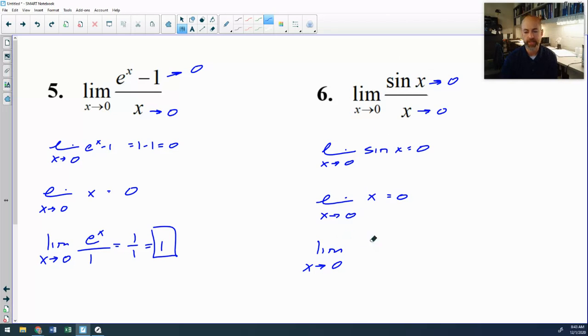The derivative of sine x is cosine x. The derivative of x is 1. Plug in 0. Cosine of 0 is 1 divided by 1 is once again 1. So there is how we do L'Hopital's rule.